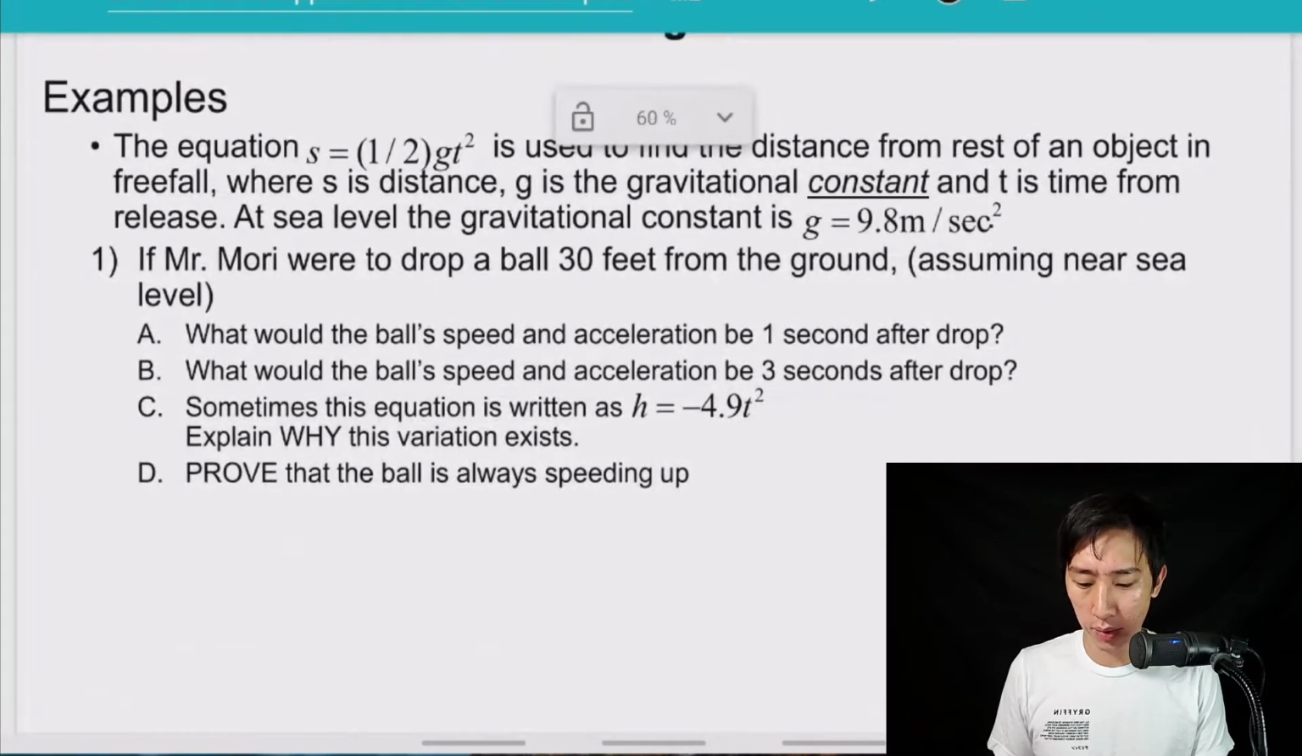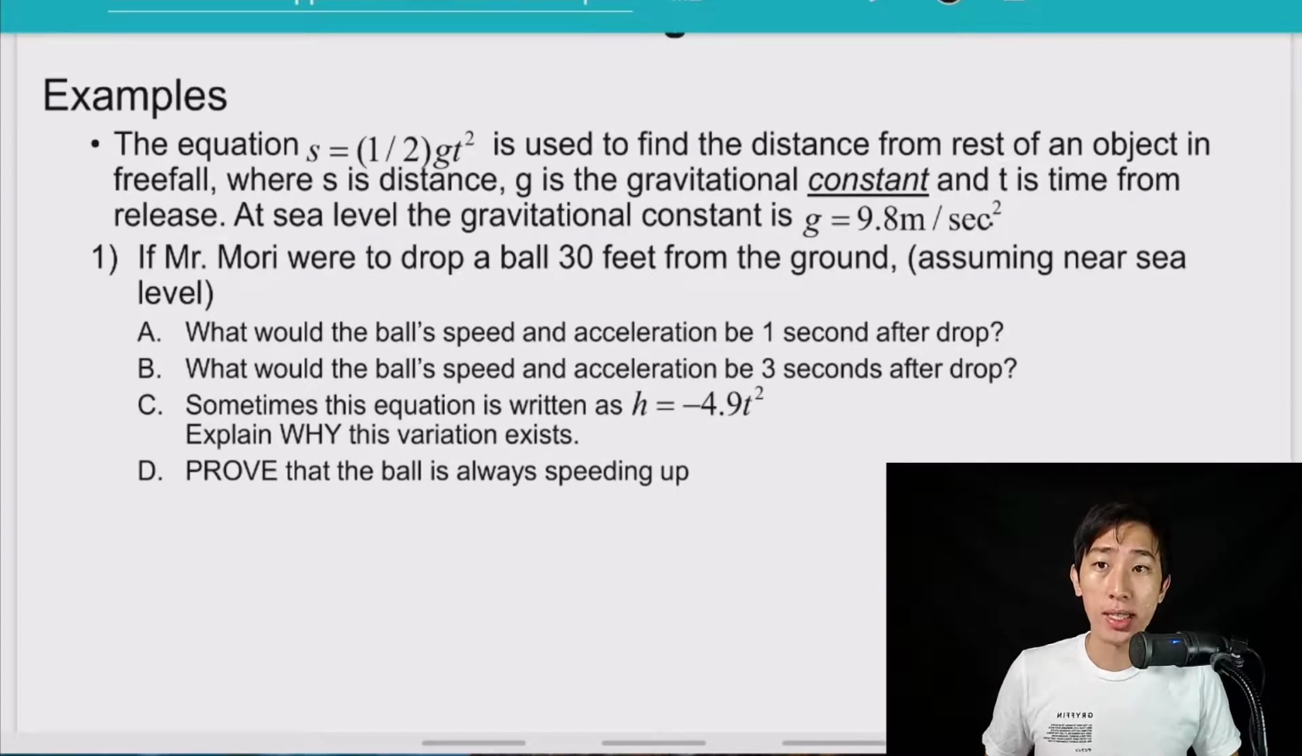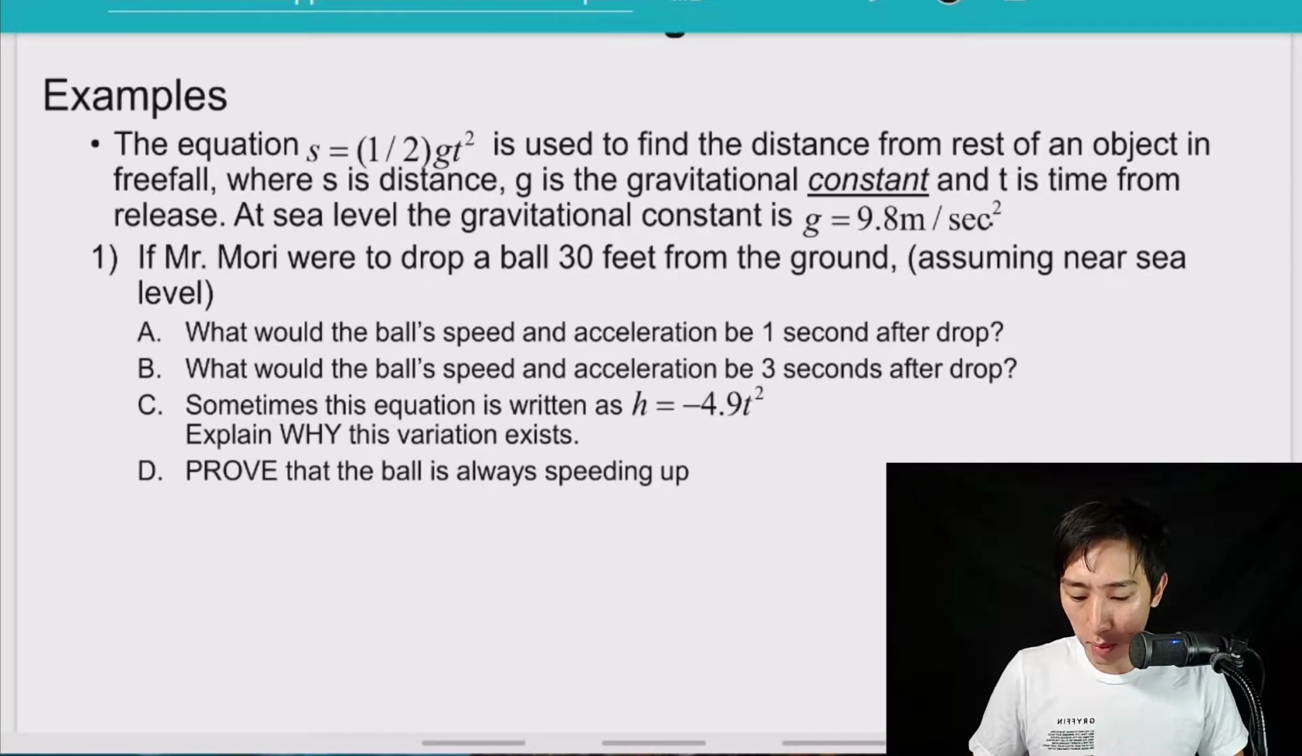So let's look at a really common example. The equation S equals 1/2 gt squared is used to find the distance from rest of an object in free fall, where S is the distance, g is the gravitational constant, and t is the time from free release. At sea level, the gravitational constant is 9.8 meters per second squared. So here's the question. If Mr. Mori were to drop a ball 30 feet from the ground, assuming near sea level, what would the ball's speed and acceleration be 1 second after drop?